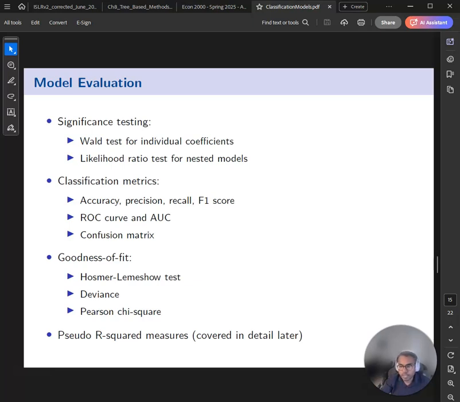For goodness of fit, we have several measures to work with, but the most common measure of model evaluation is the pseudo R-squared, which we will cover in more detail in the next few slides. These are just attempts to create an analog version of the R-squared from linear regression.